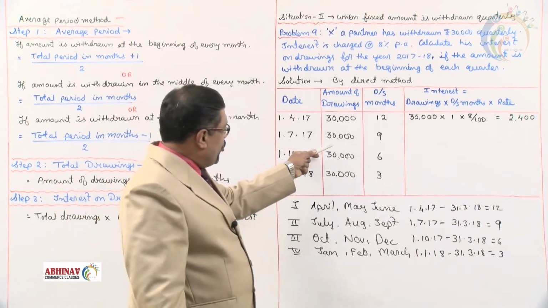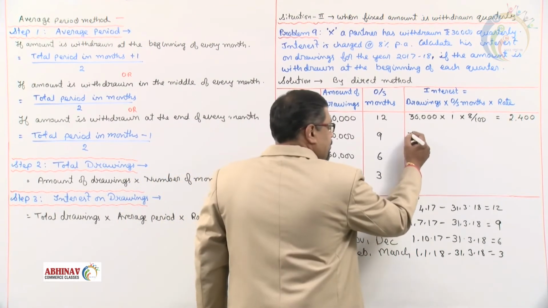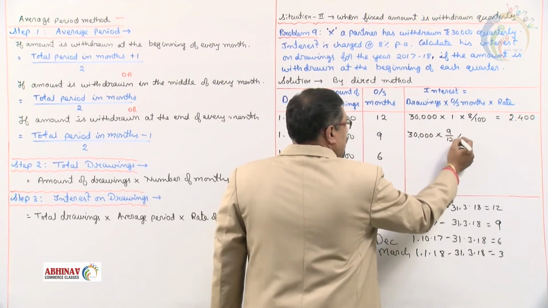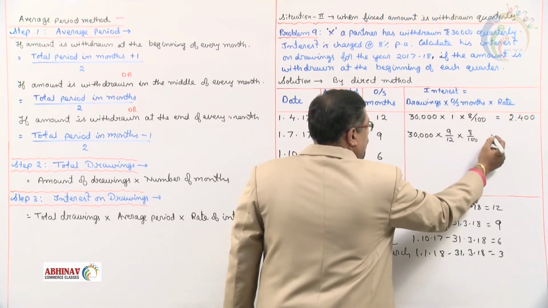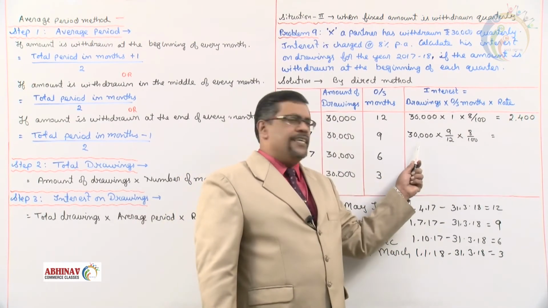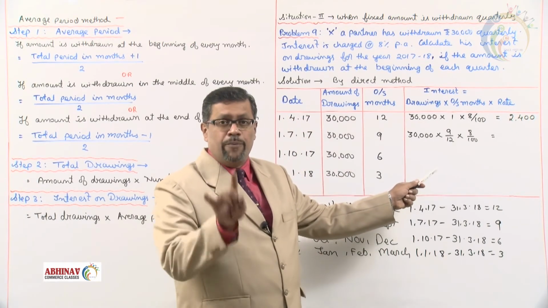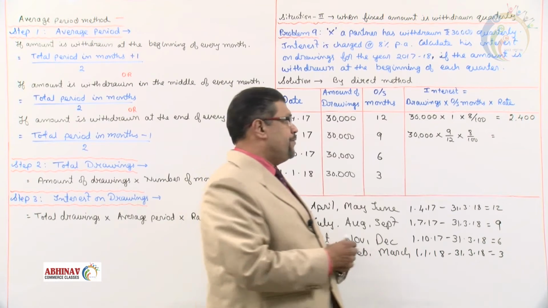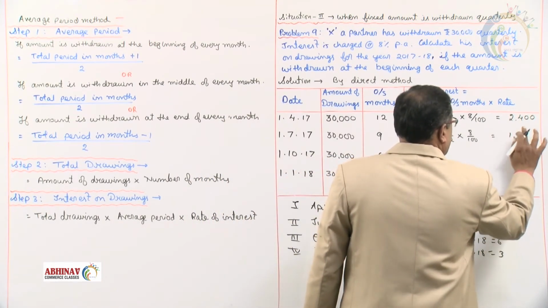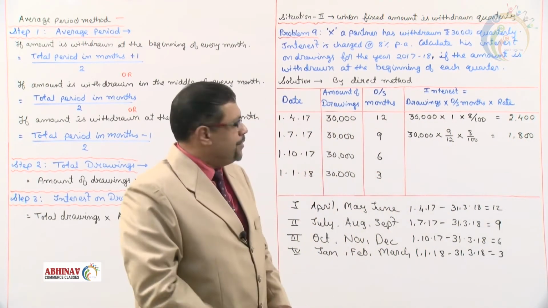Now, on the second drawings, we are going to calculate interest for how many months? 9 months. Let us see. 30,000 into 9 divided by 12 into 8 upon 100. Now, see the calculation without calculator. 8% of 30,000, already we have seen, is 2,400. 9 upon 12 means what? 3 upon 4. So 24 into 3 by 4. 3/4 part of this, what you get is 1,800.